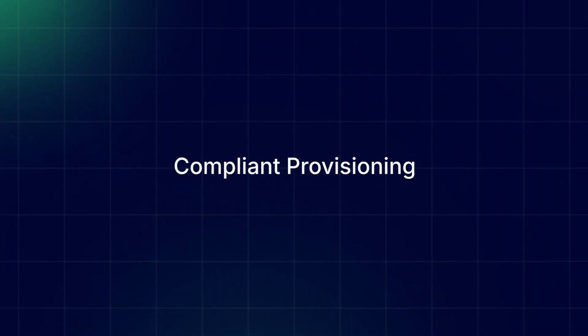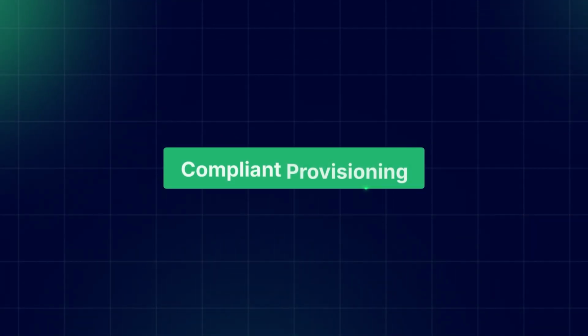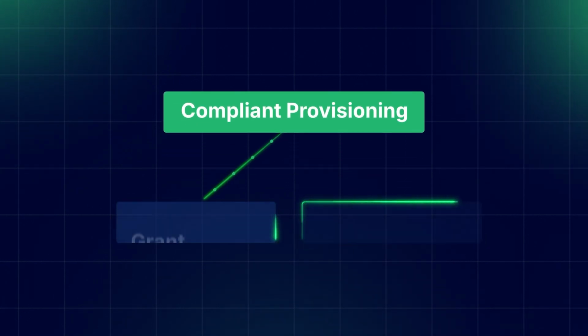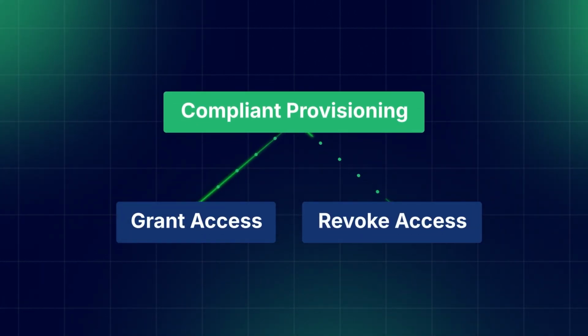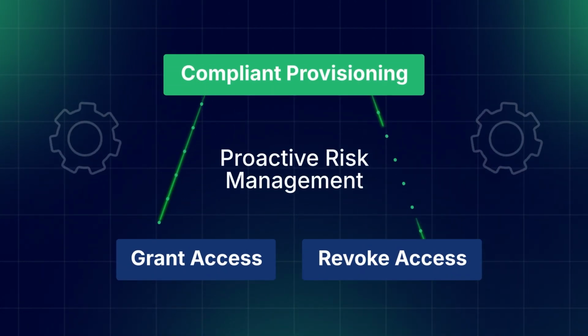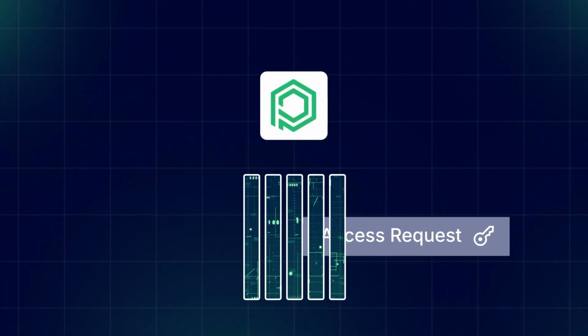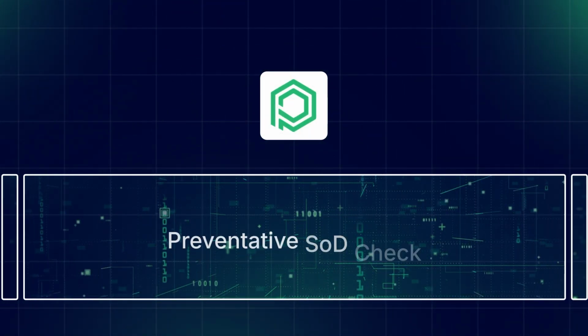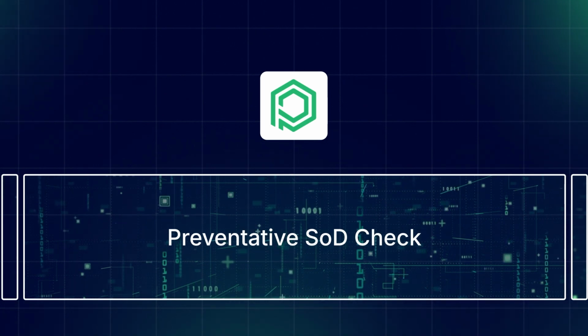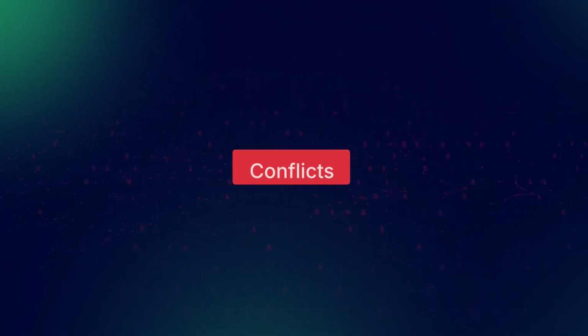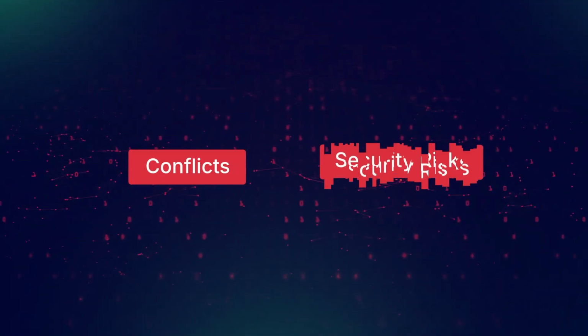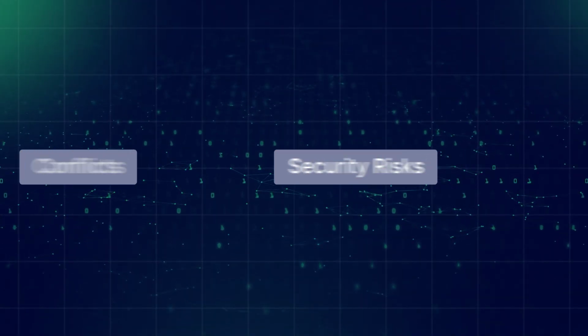Compliant provisioning. Compliant provisioning isn't just about granting or revoking access. It's about doing so in a way that proactively manages risk. With Pathlock, access requests go through a layered risk analysis process that includes preventative SOD checks before access is granted. This ensures that potential conflicts or security risks are identified and addressed upfront.